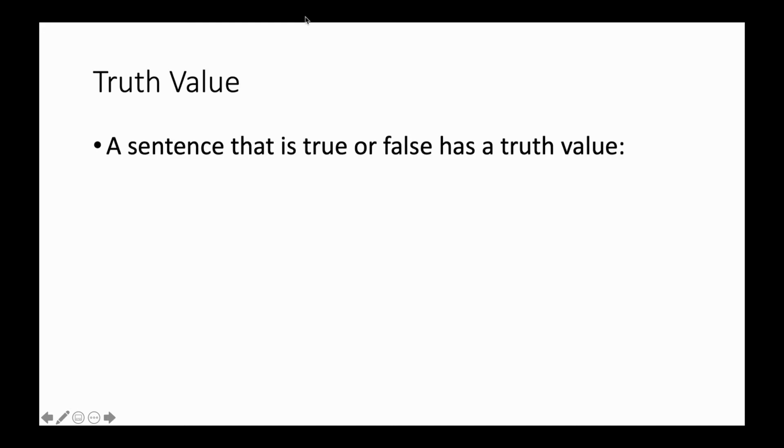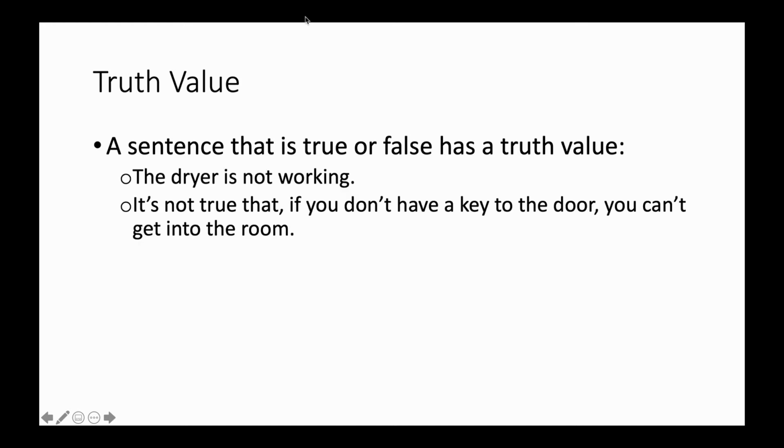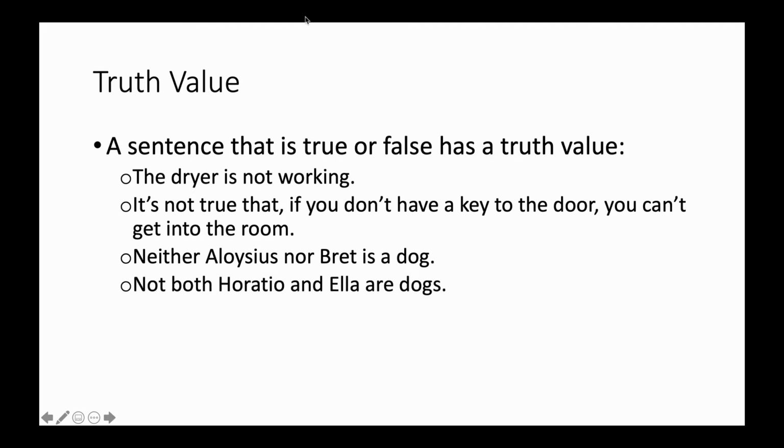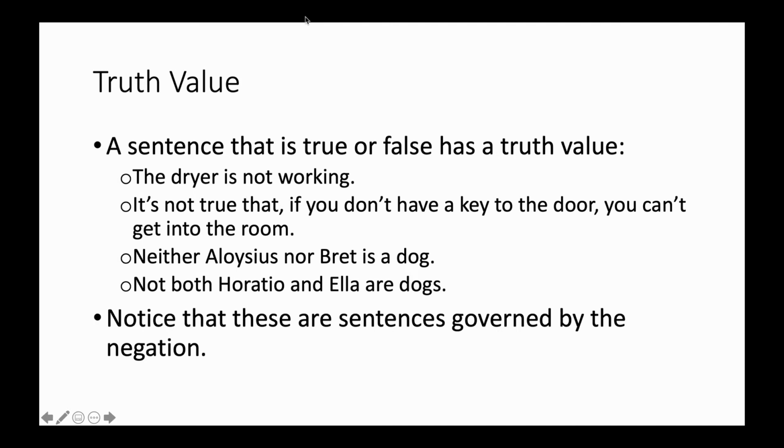First, a sentence that is true or false has a truth value. The dryer is not working. It's not true that if you don't have a key to the door, you can't get into the room. Neither Aloysius nor Brett is a dog, and not both Horatio and Ella are dogs. Notice that these are sentences governed by the negation.